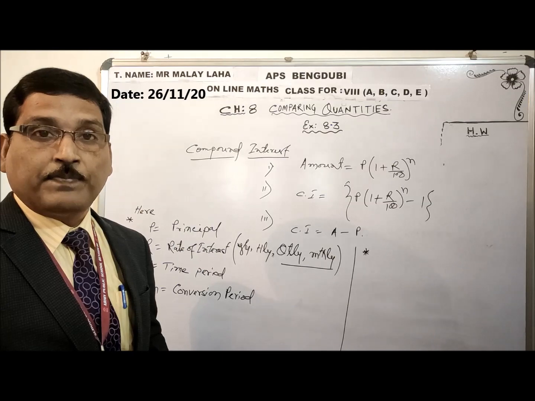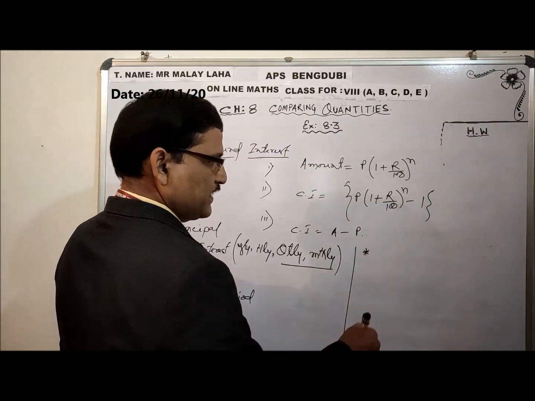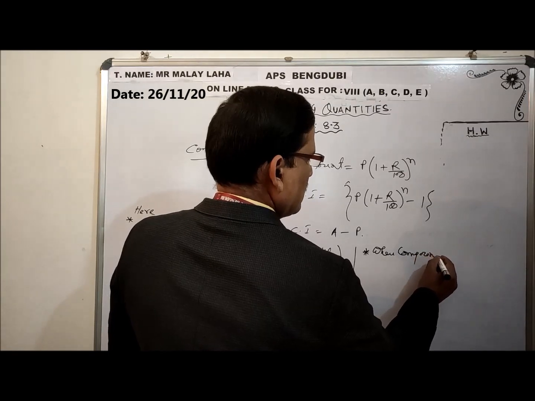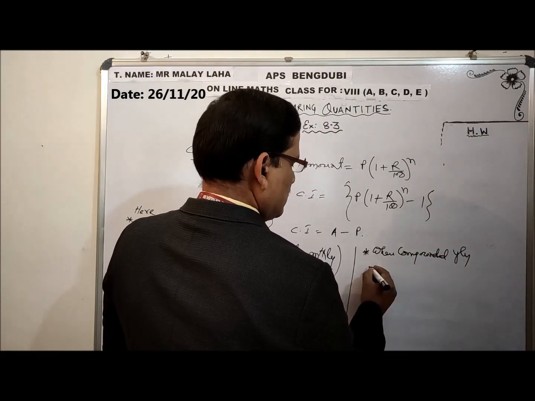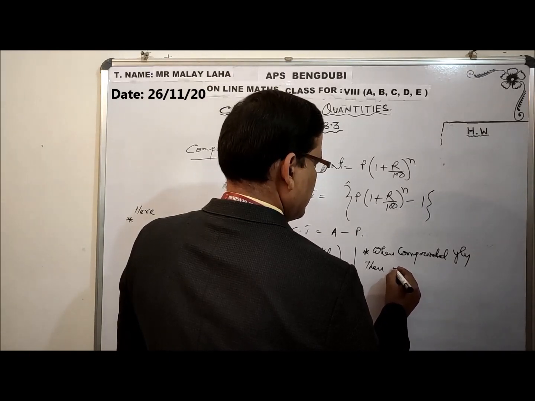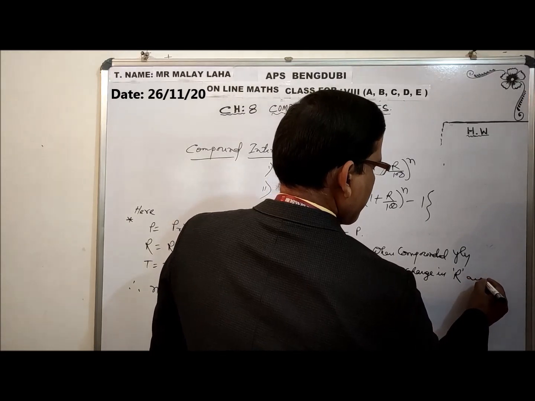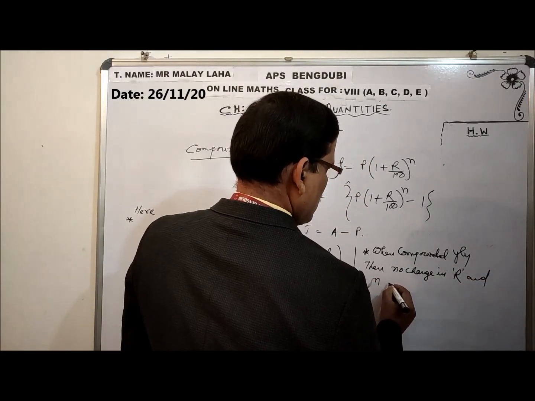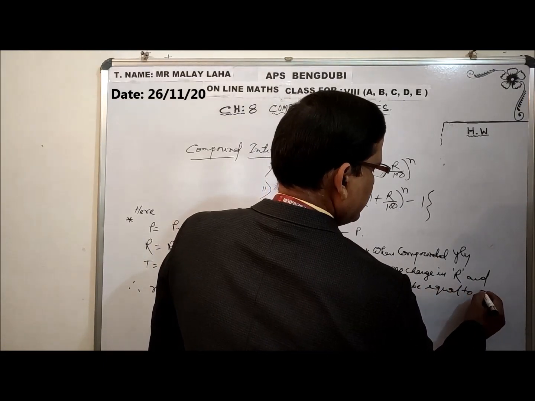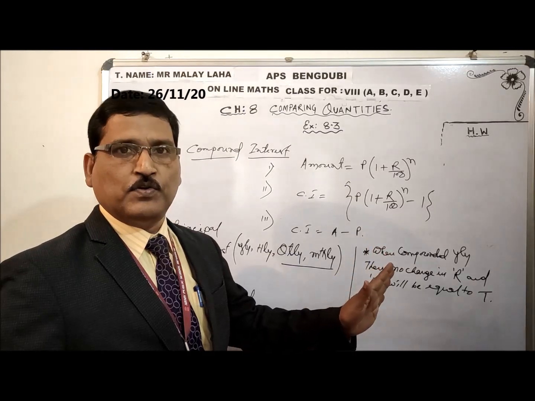If compounded half yearly, then what will happen? Rate will be half, N will be double of T. This is a very important part I am writing, you must write it down. When compounded yearly, there is no change in rate, and N will be equal to T. So if it is 2 years, then N will be 2. If it is 4 years, then N will be 4. And for the rate, there will be no change.